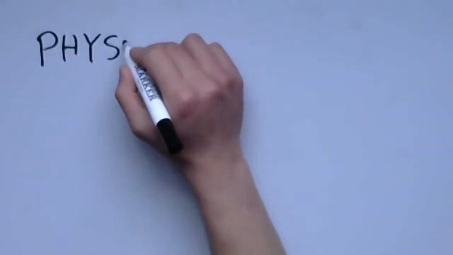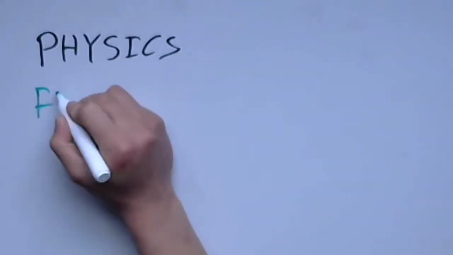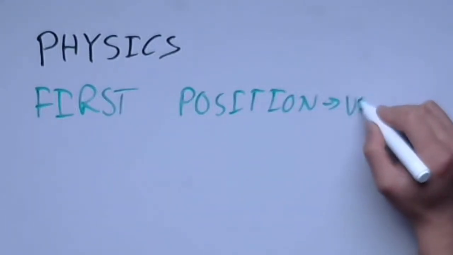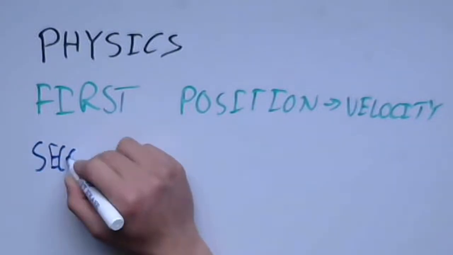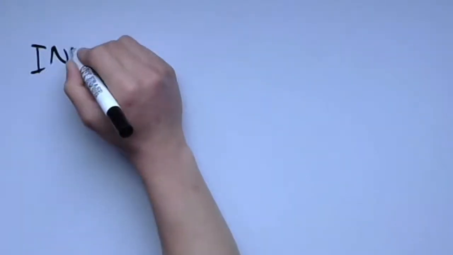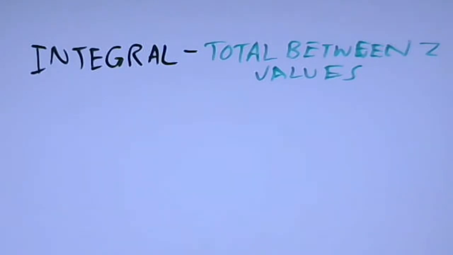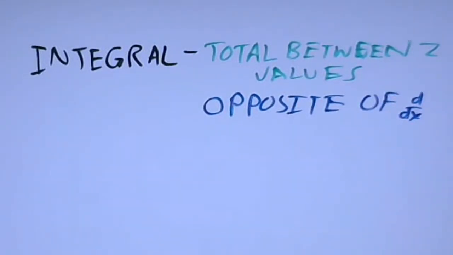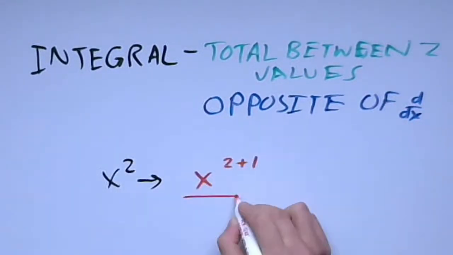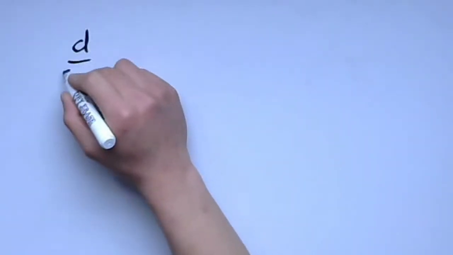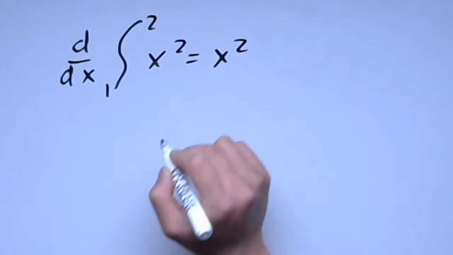These multiple derivatives can also be applied to physics concepts, such as the first derivative of a position is velocity, and the second derivative is acceleration. The integral is the total between two values, and can be considered as the opposite of a derivative, since you are adding 1 to the power and dividing by the whole equation. They also typically cancel out when both of them are presented.